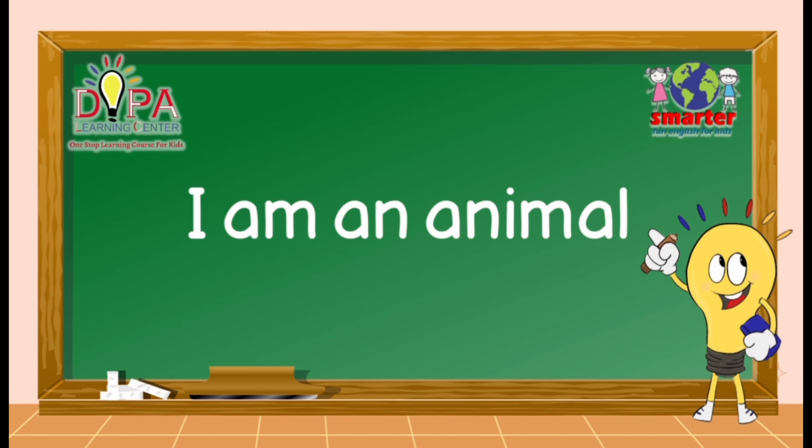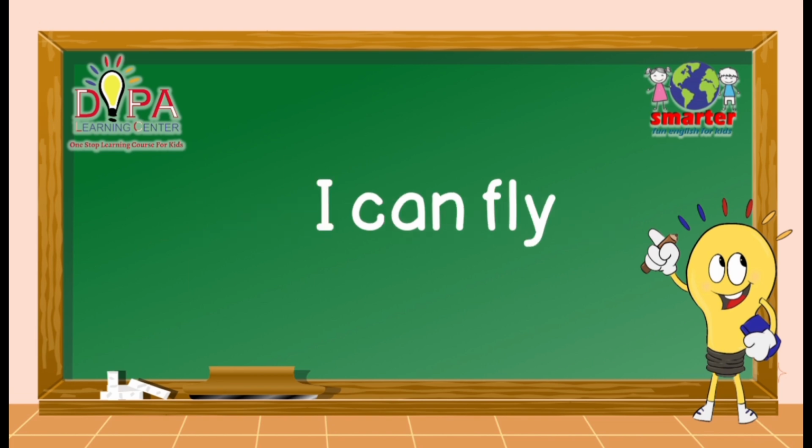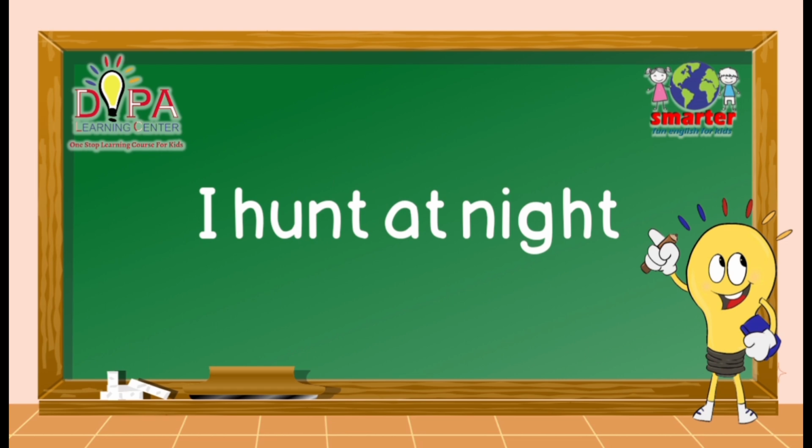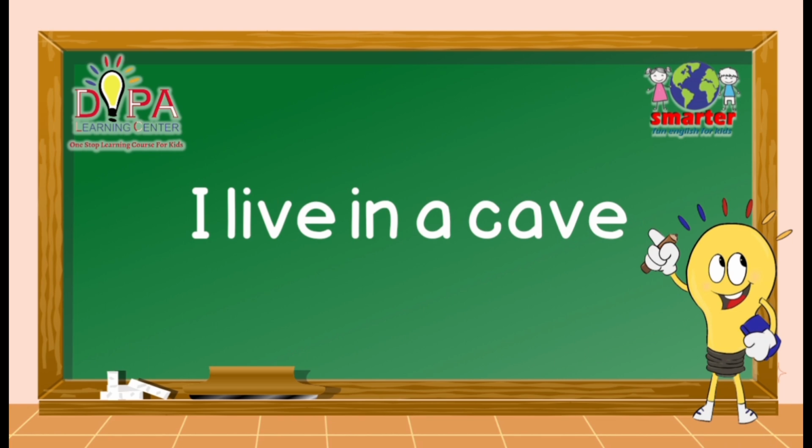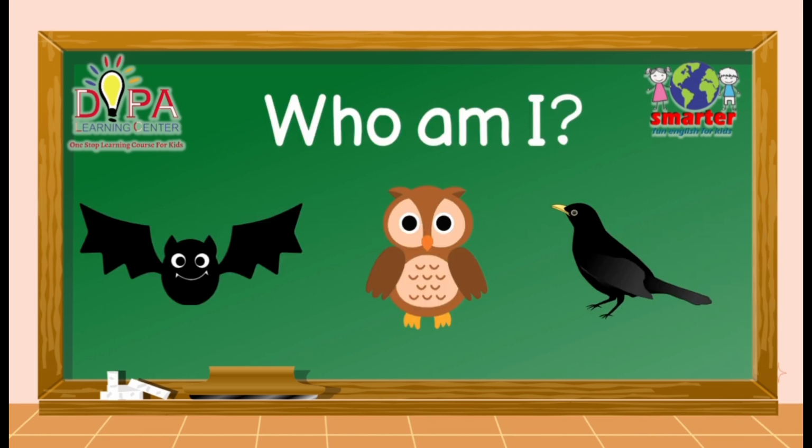I am an animal. I can fly. I hunt at night. I have ears and wings. I live in a cave. Who am I?